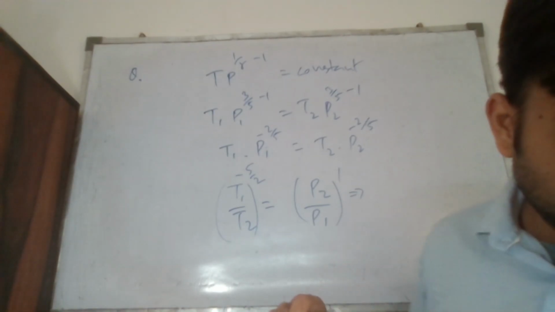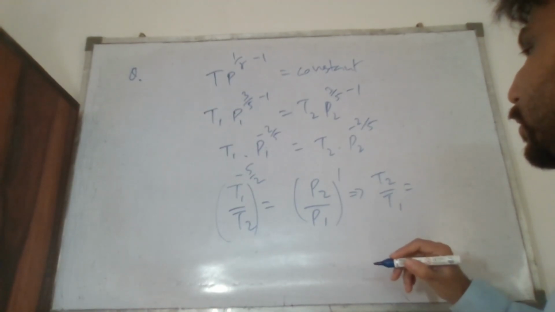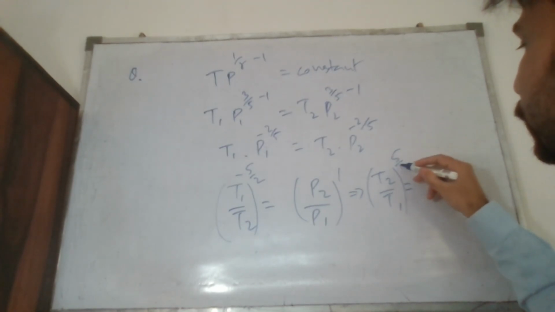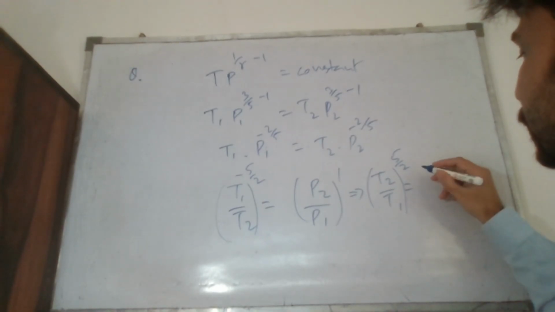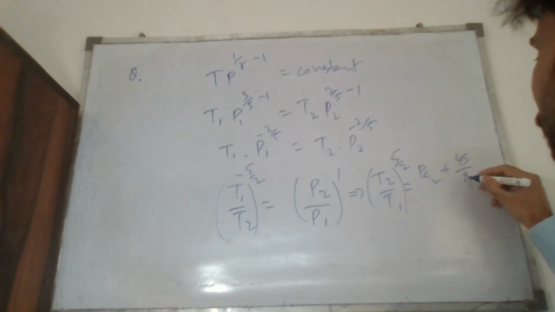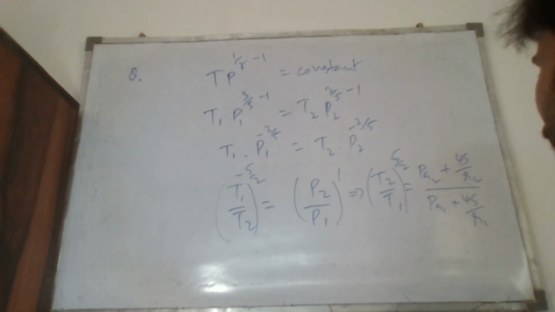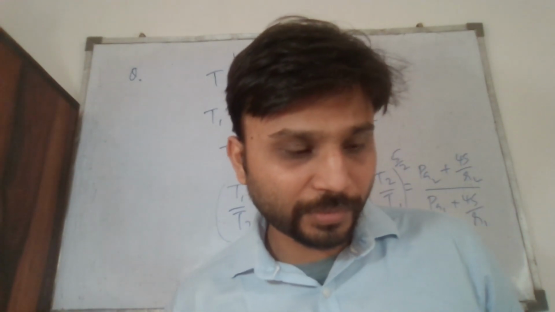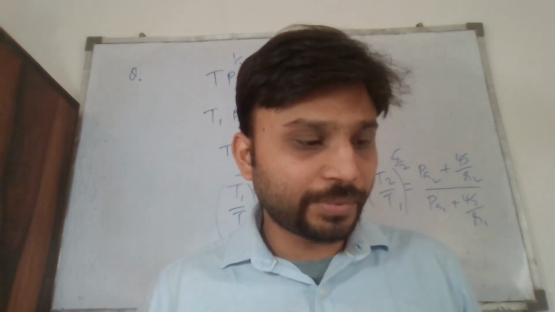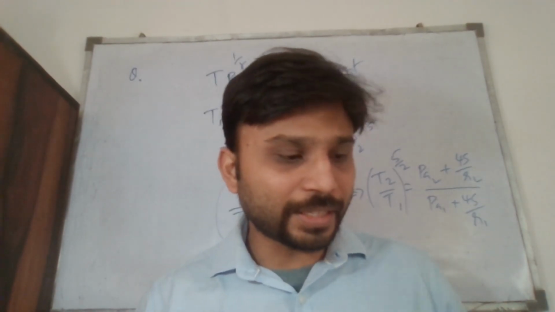So this implies T2 by T1 to the power 5 by 2 is equal to P2, which was some PA2 plus 4s upon R2, upon PA1 plus 4s upon R1. So this is option D, one of the options of the question. So this is correct. Next, we have if the process is such that there is exchange of heat, but there is no change in temperature.